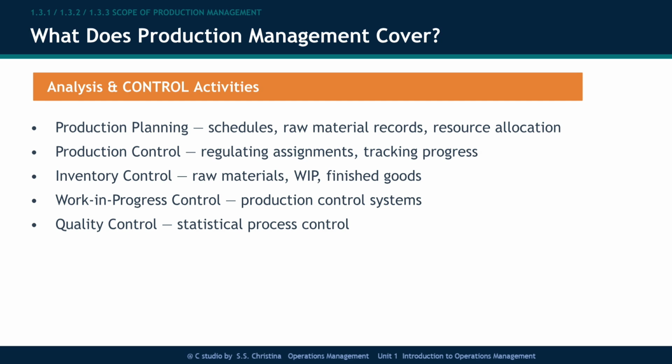progress, and finished goods; work in progress control, tracking items on the production line; quality control, using statistical methods to ensure output meets specifications. Together, these designing and control activities define the full professional scope of the production manager's role.